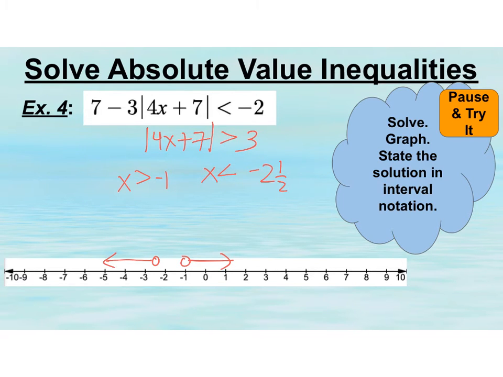So I have two pieces to my answer in interval notation. It's going to be soft bracket -infinity to -2.5, and then we use U for union, and then -1 to positive infinity.